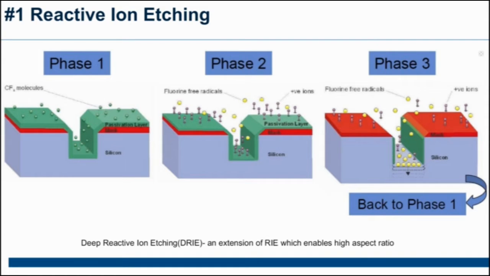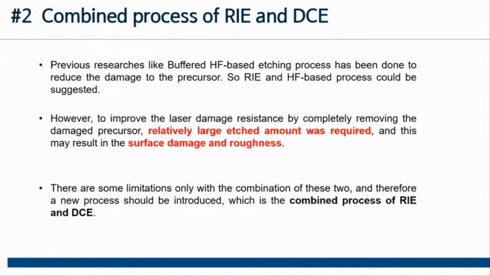The problem of device damage caused by high power is a serious challenge for forming patterns with fewer errors. To solve these challenges, researchers considered combining processes and finally observed some outstanding results from the combined process of RIE and DCE, dynamic chemical etching. The RIE and DCE combined process is introduced to maximize the laser-induced damage threshold.